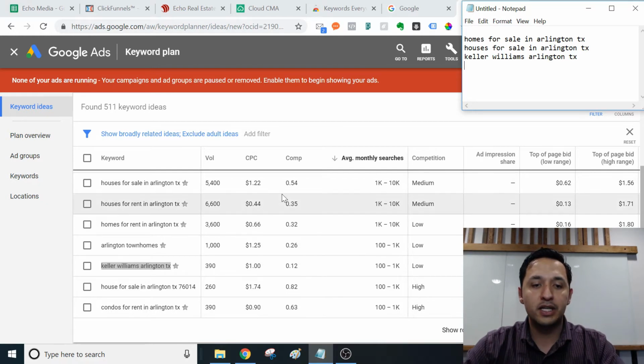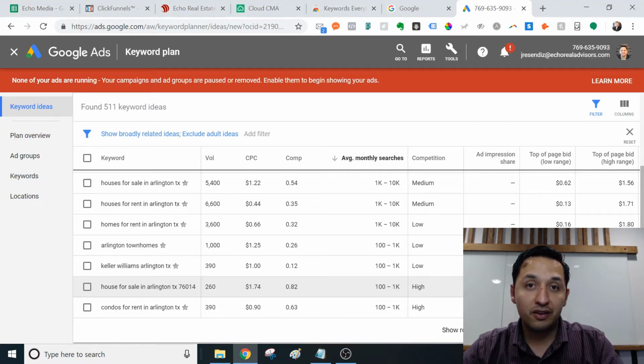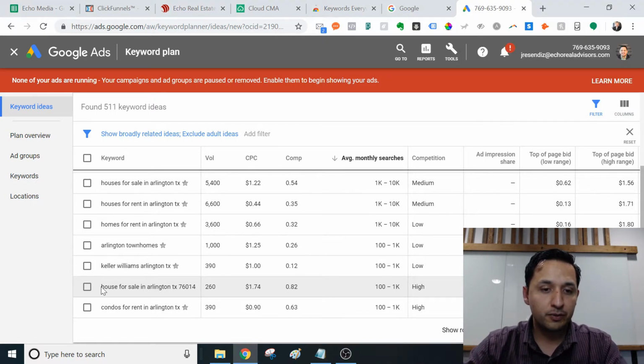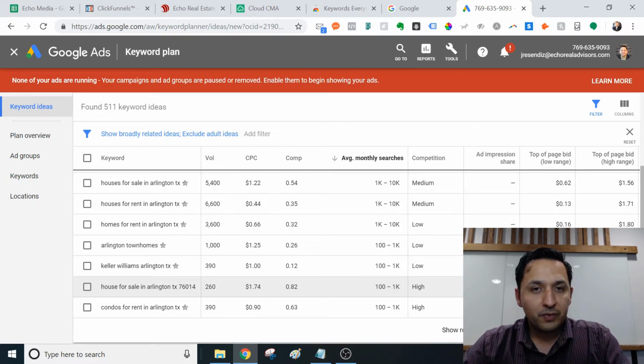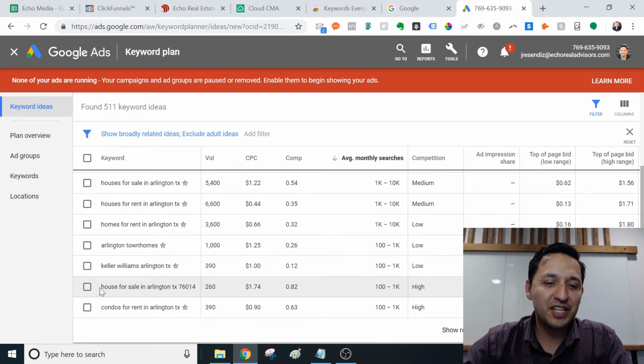So I am interested in ethically stealing the traffic of my competitors. And the reason I say competitors is because I'm not with Keller Williams. If you are with Keller Williams, know that you could do the same to me. So there you go. Houses for sale in Arlington.